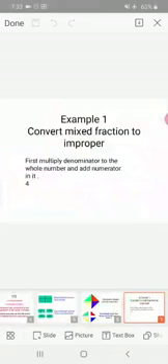Example 1. Convert mixed fraction to improper fraction. Here we will see how to convert it. So there are some rules. We have to first multiply the denominator by the whole number and add the numerator to it.